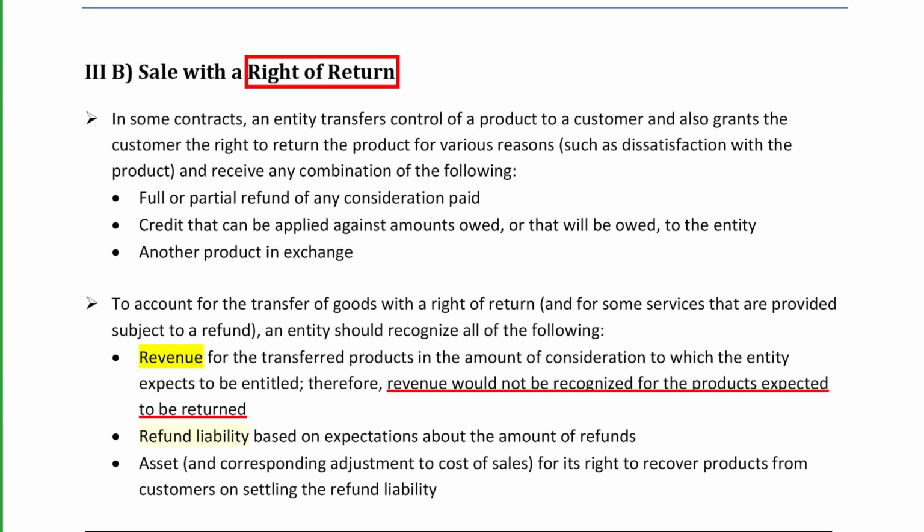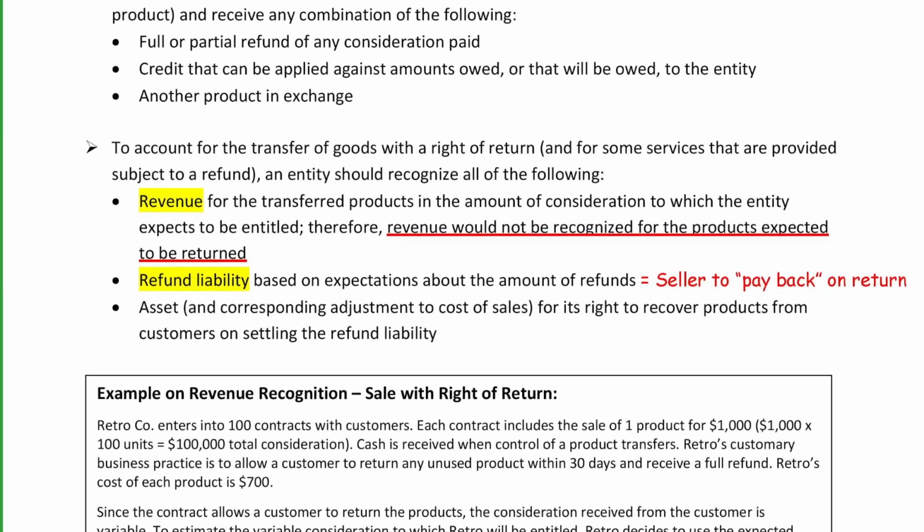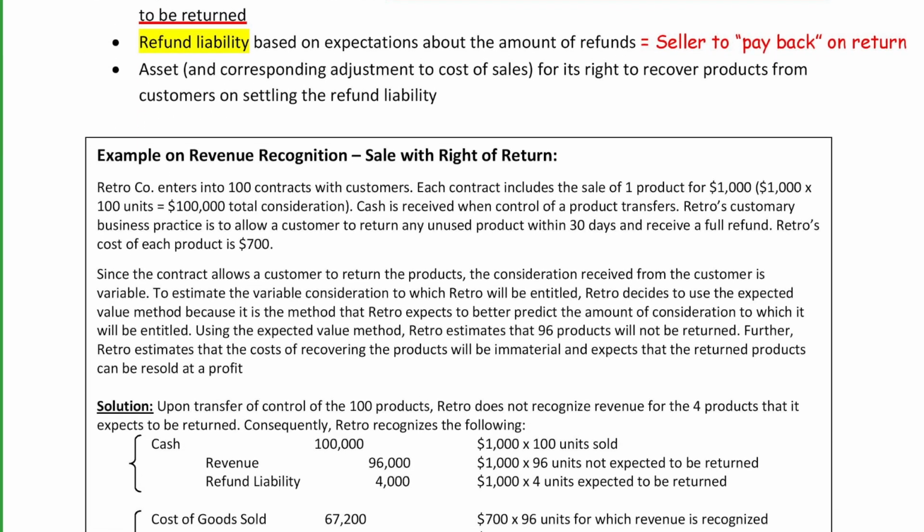Recognize a refund liability based on the expectations about the amounts of refunds. So this is what the seller is to pay back to the customer on the return. Also recognize an asset, which is actually the cost of the goods that the seller would receive back from the customer when the customer returns them. So right there, the seller receives back the goods.